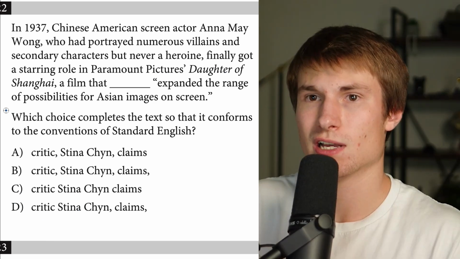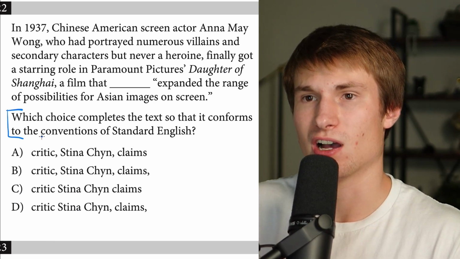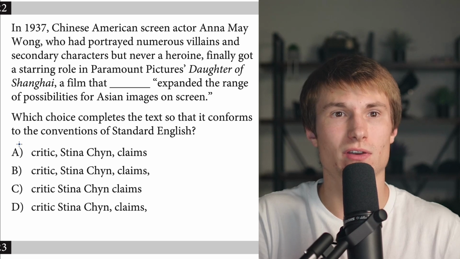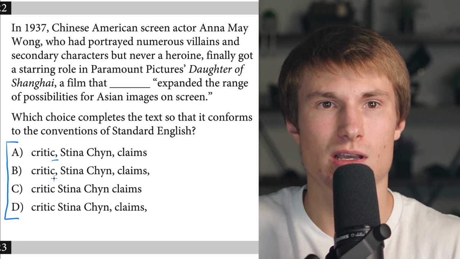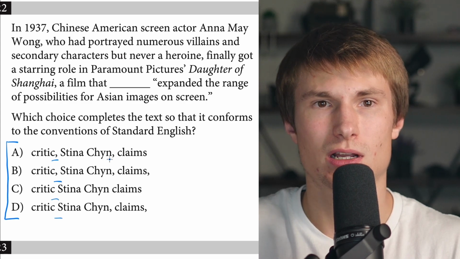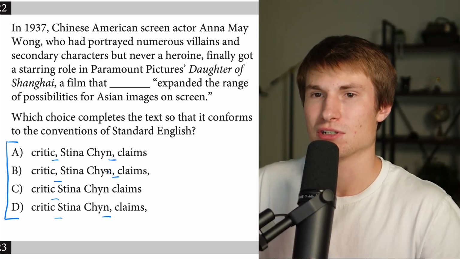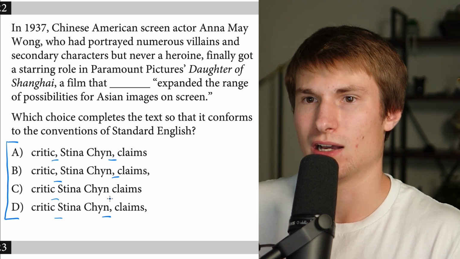Because this question type on the digital SAT writing section is so common, I'm going to give a few more examples. So we have answer choices A through D, and that's where we're going to start. We're going to identify the differences between them. So you have a comma here and here, but not here and here. We have commas in options A, B, and D after Chin, but not in option C. And then we have commas after claims.